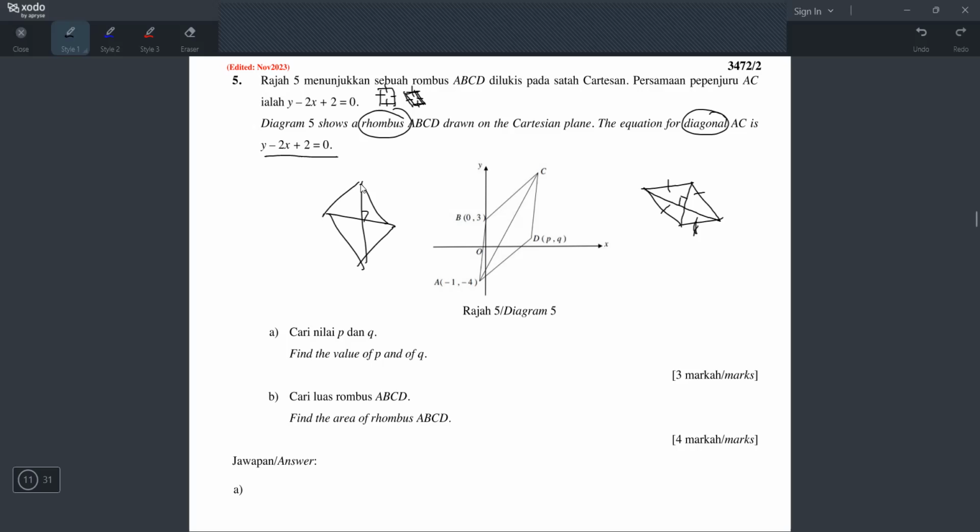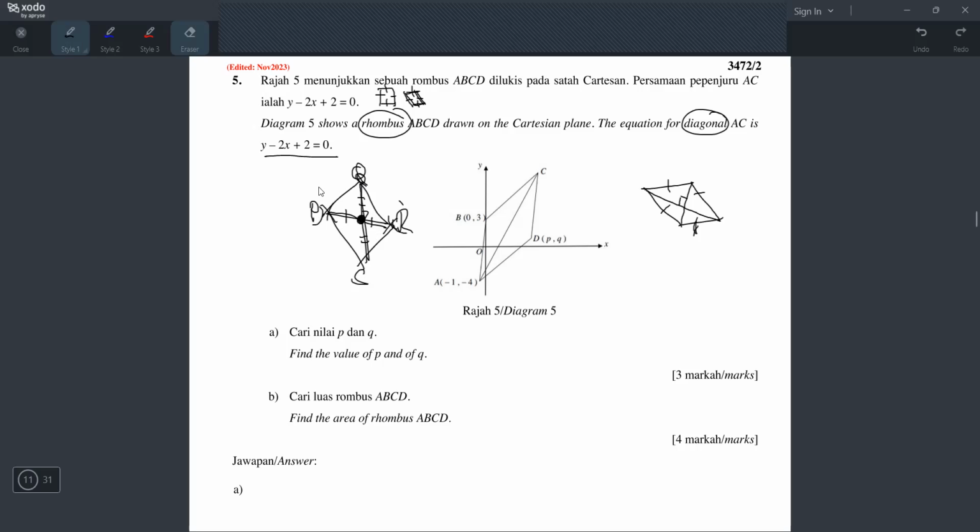And also, these two diagonals will intersect at this point, and this point will be the midpoint of, okay, let's call this PQRS. So let me repeat one more time. The two diagonals will intersect at this point, and this point will be the midpoint of PR and also the midpoint of QS. I repeat one more time: these two diagonals will intersect at this point, and it will be the midpoint of PR and QS.